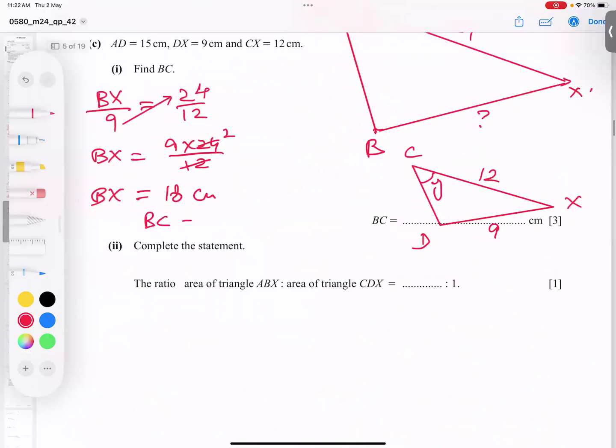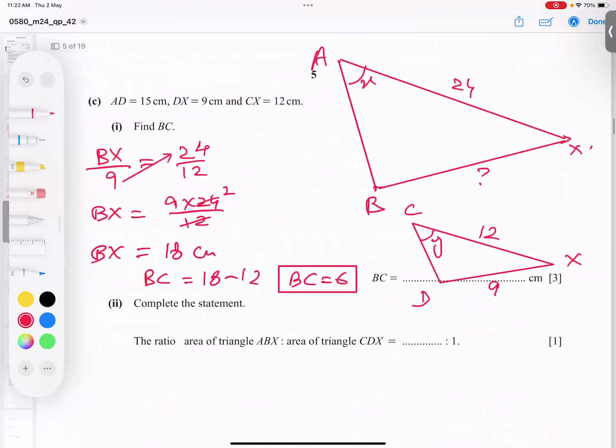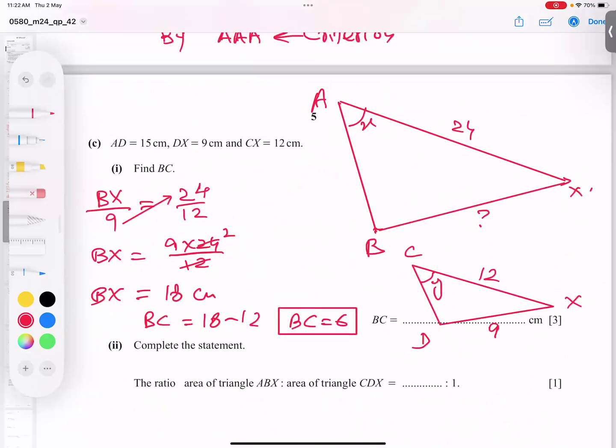So BC is equal to 18 subtract 12, because this is 12, and I got BC length is equal to 6. This is a little bit tricky, but I think you understood well, because I have to rotate my page again and again. Anyway, I hope you understood well how I have done the question.